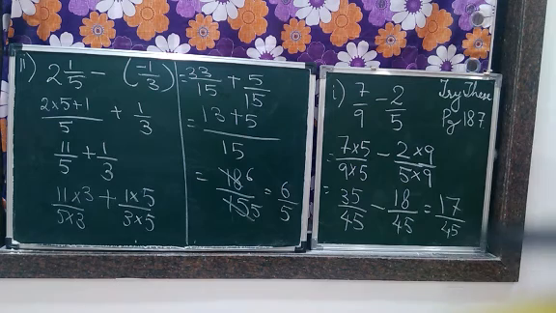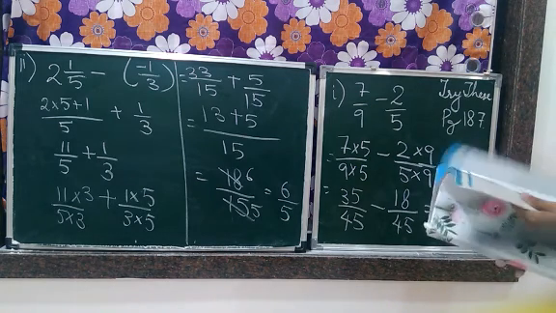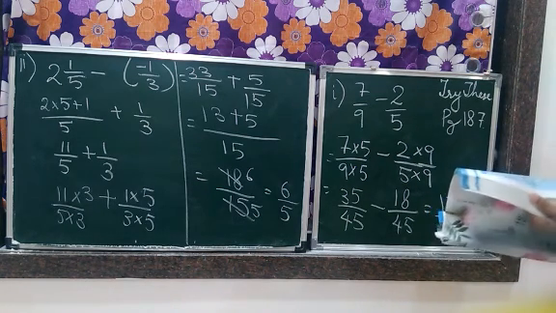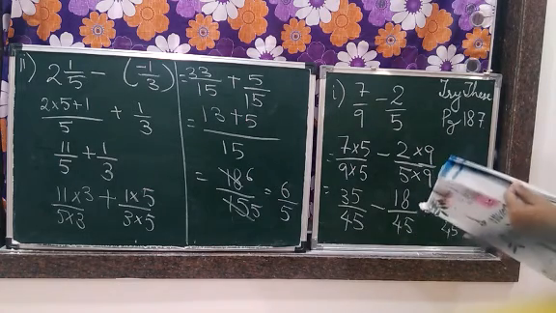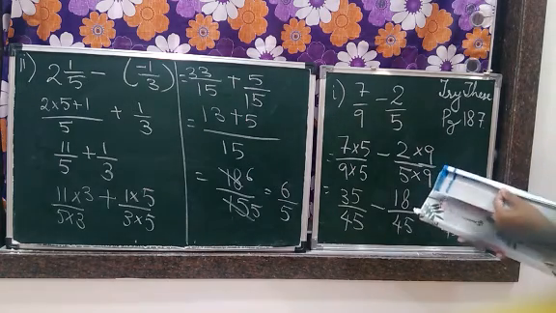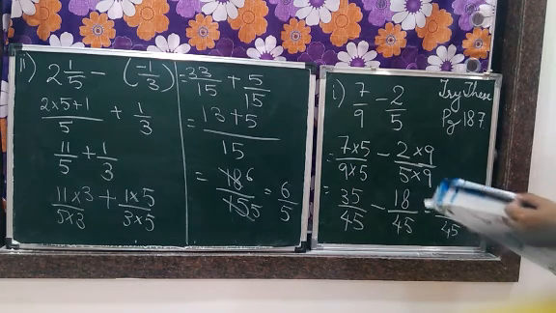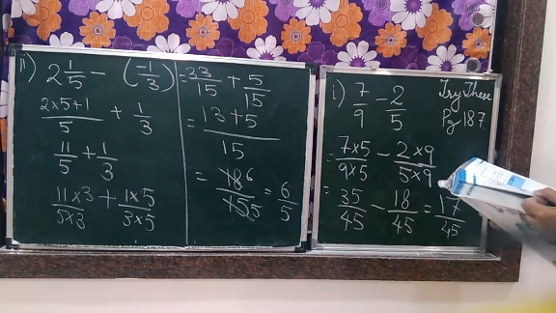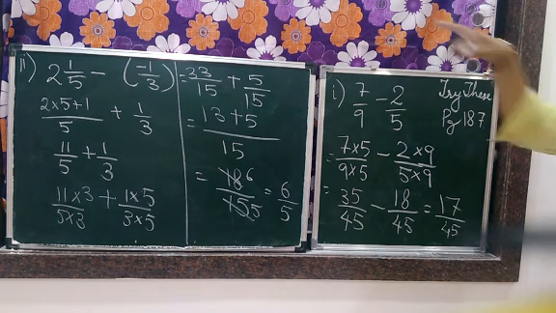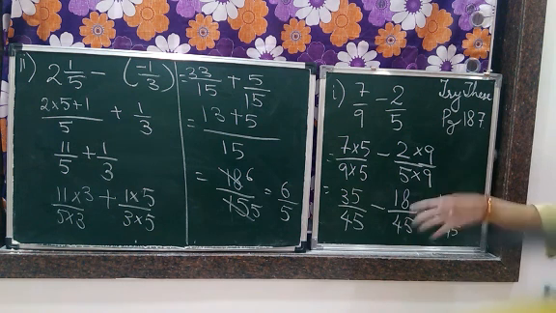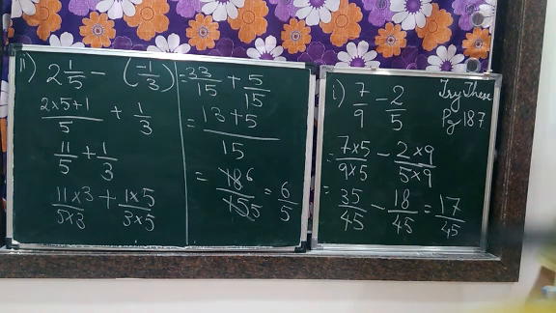Children, I would like to just see whether I have written the question correctly or not. Give me a moment. This is page 187. 2 and 1 by 5 minus of minus 1 by 3. Yeah, I'm correct. I thought maybe minus 2 and 1 by 5 is also negative. Maybe. But no, it's not like that. It's positive. So the answers are correct.